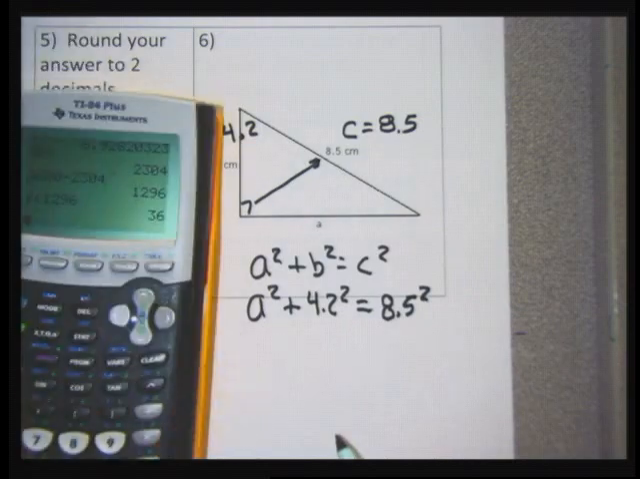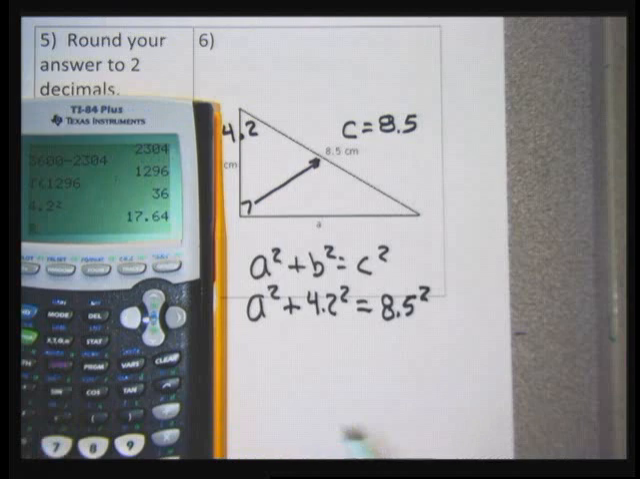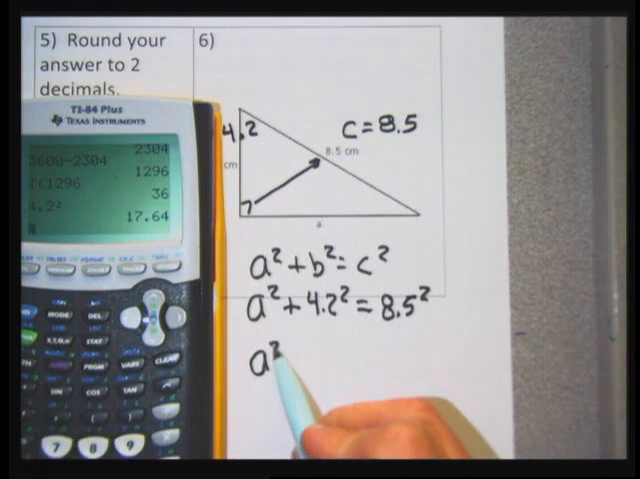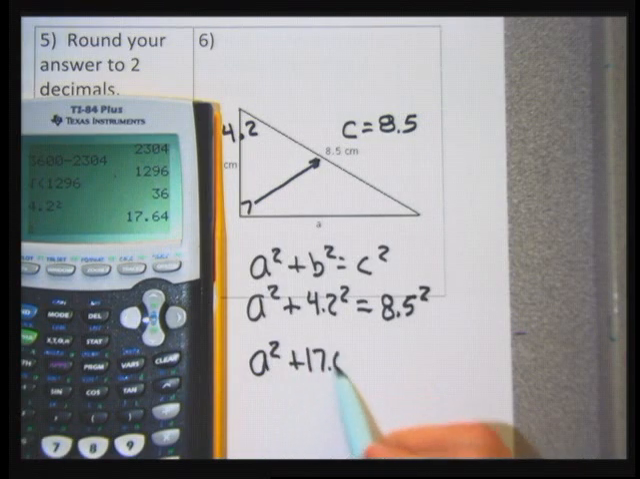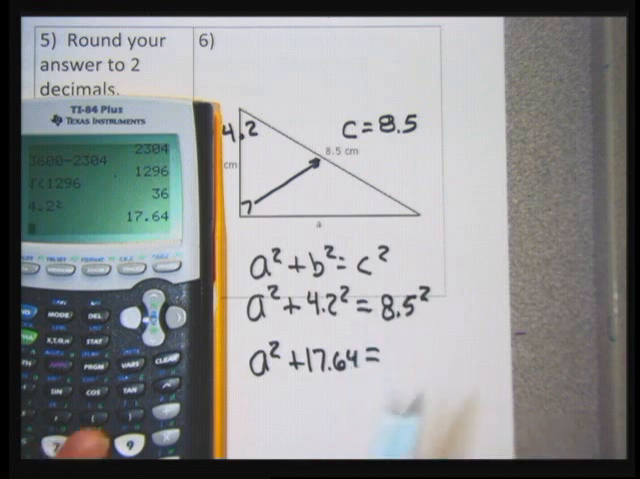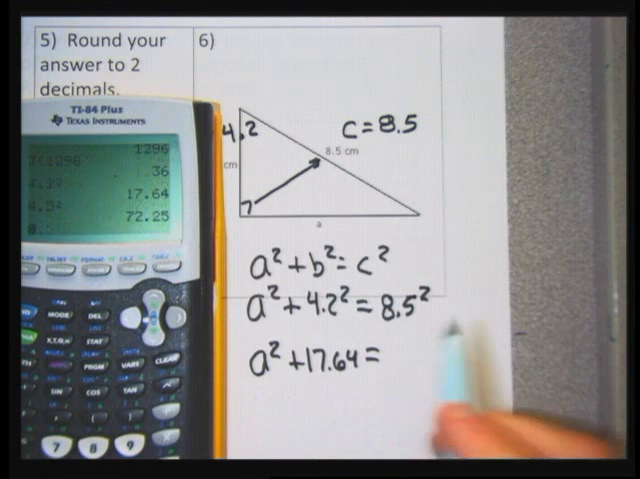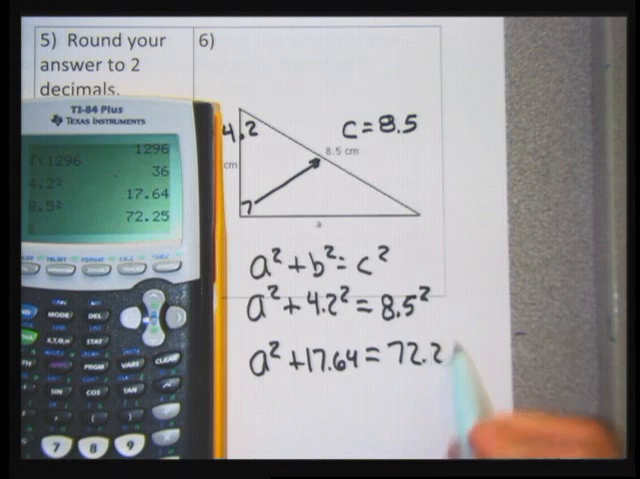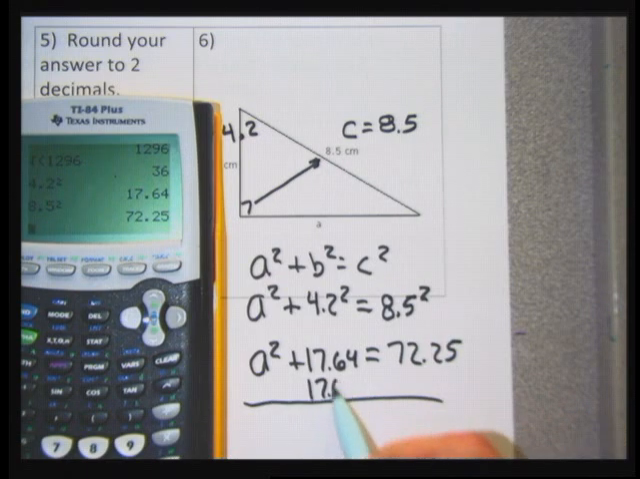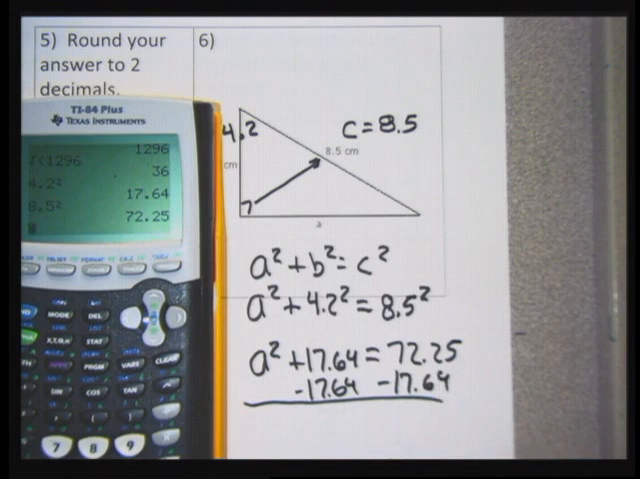So I need to know what 4.2 squared is. And 4.2 squared is 17.64. So this is going to give me A squared plus 17.64, and then 8.5 squared, which is 72.25. I'm going to need to minus 17.64 from both sides. And I'm using my calculator heavily. Even if I think I could do it without my calculator, it seems kind of silly, because I'd probably make way more mistakes trying to do this by hand.